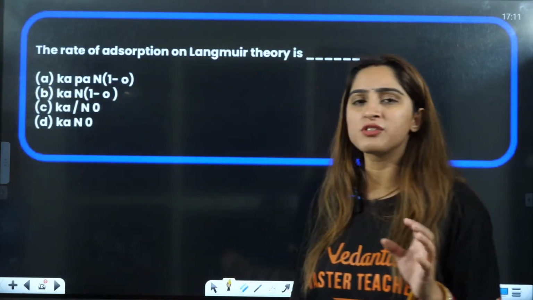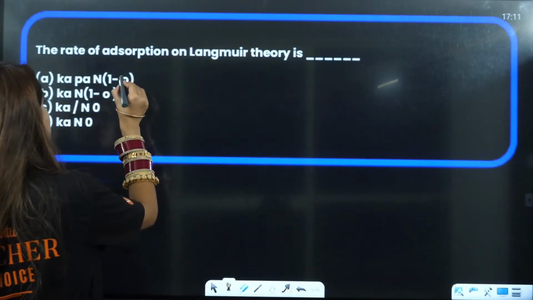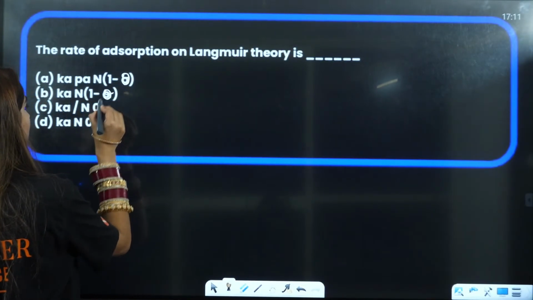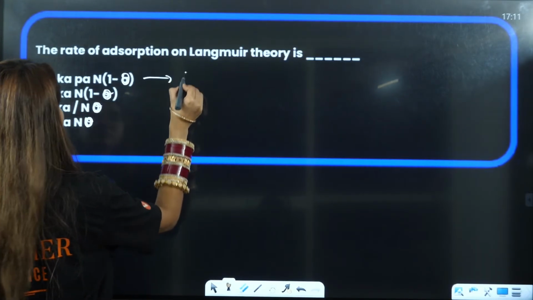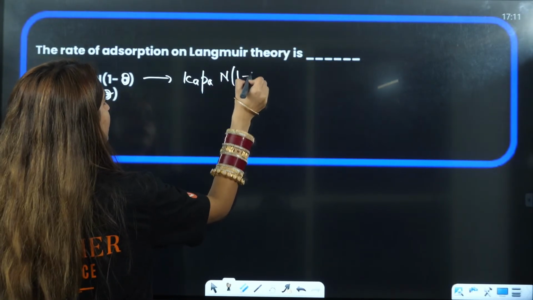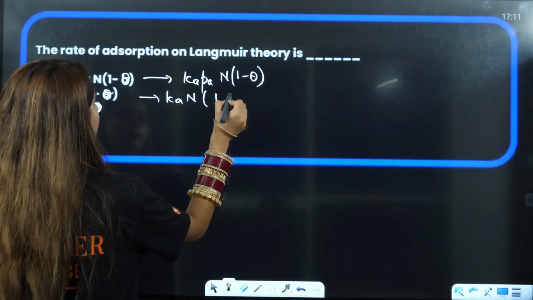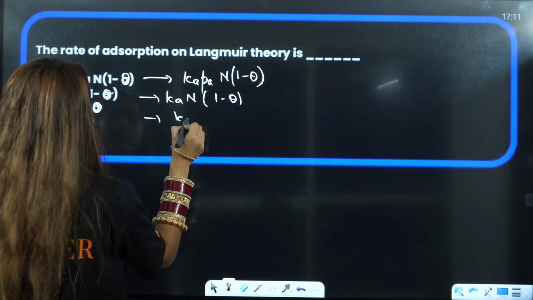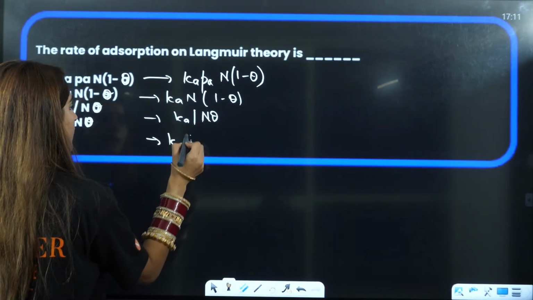So in surface chemistry, just go through the simple definitions and let me write it correctly here. This is theta, this is theta, this is theta, this is theta, and this is k p^(1/n), 1 minus theta. This is k a n, 1 minus theta. This is k a divided by n theta. This is k a n theta.